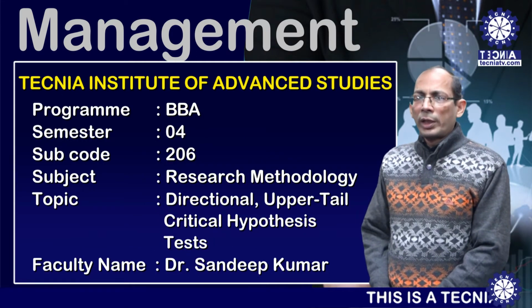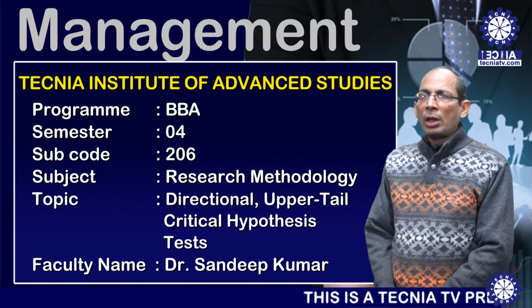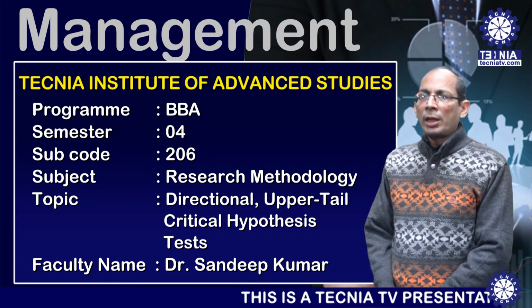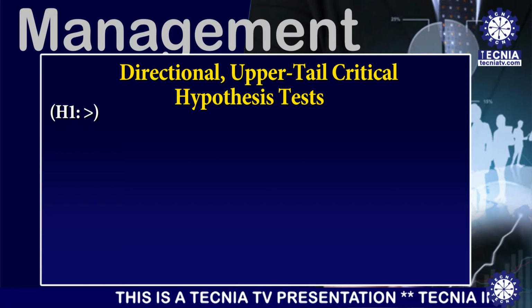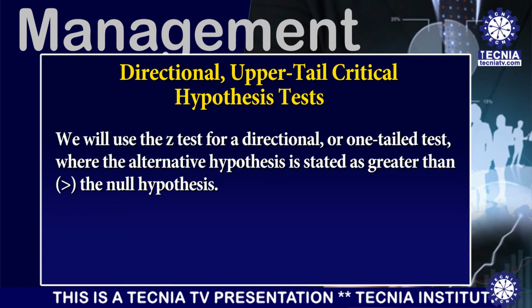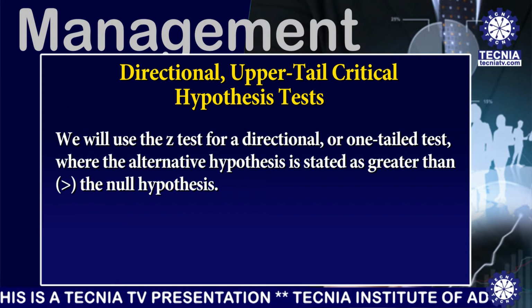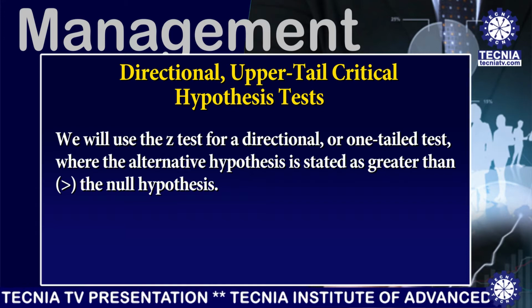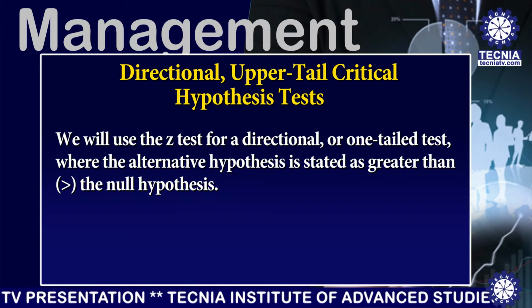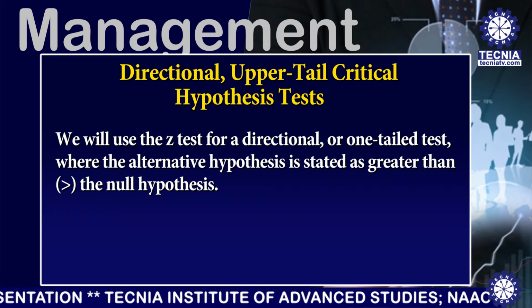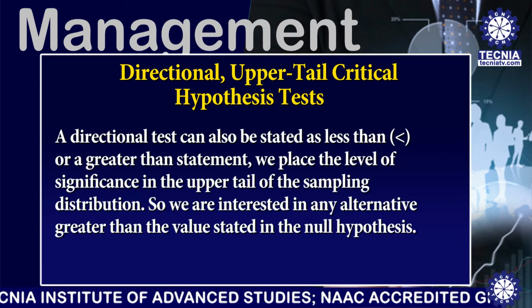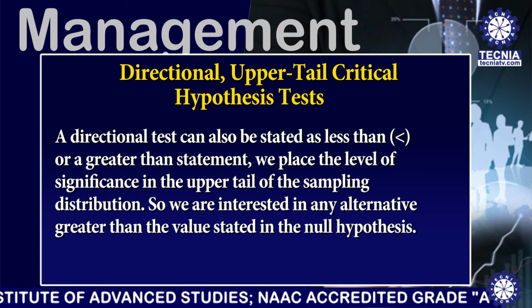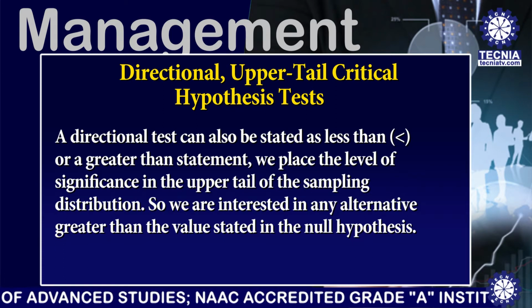Sandeep Kumar. Today I am delivering a lecture on the directional upper tail critical hypothesis test, which is H1 more than. Here we will use the Z test for a directional or one-tail test where the alternative hypothesis is stated as greater than the null hypothesis. A directional test can also be stated as less than the null hypothesis.